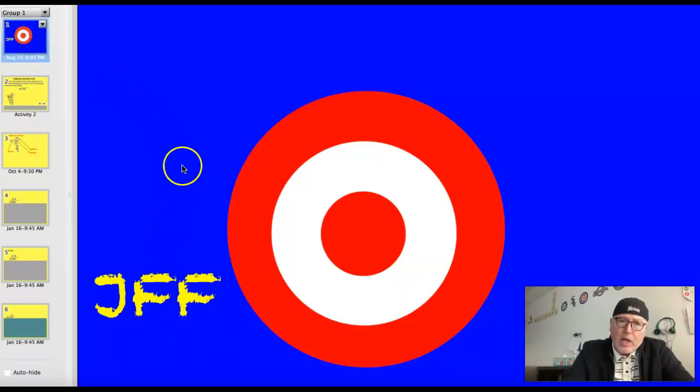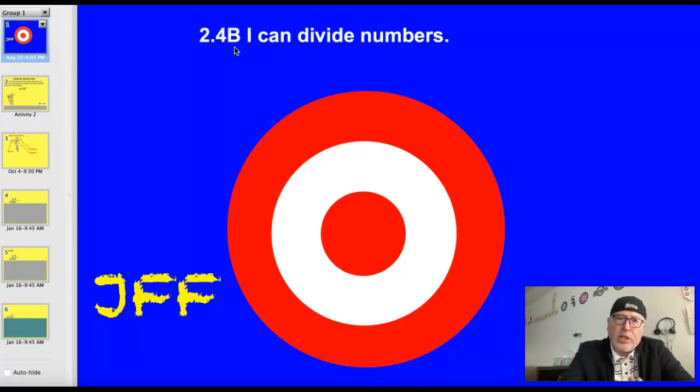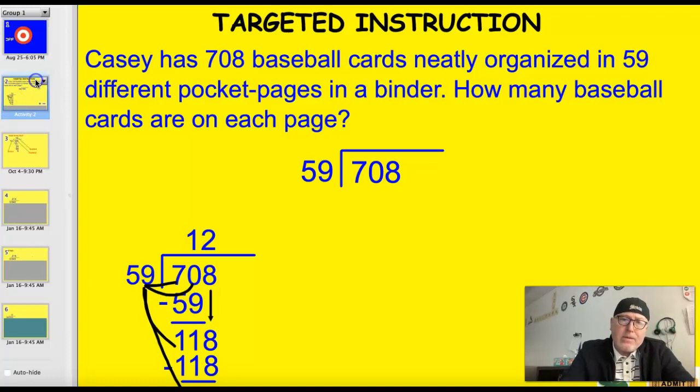All right. Tonight, officially, our target is 2.4b. I can divide numbers. Now, let's start off with just a basic division question here. My son Casey has 708 baseball cards neatly organized into 59 different pocket pages in a binder. How many cards are on each page?